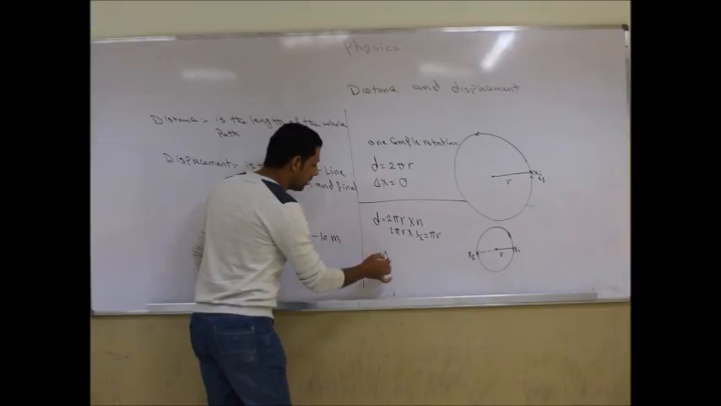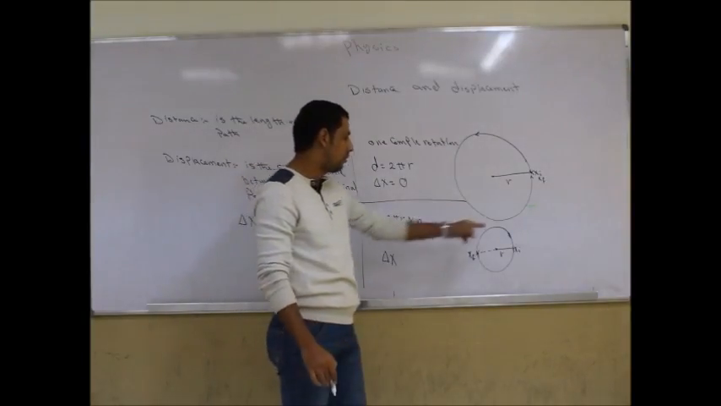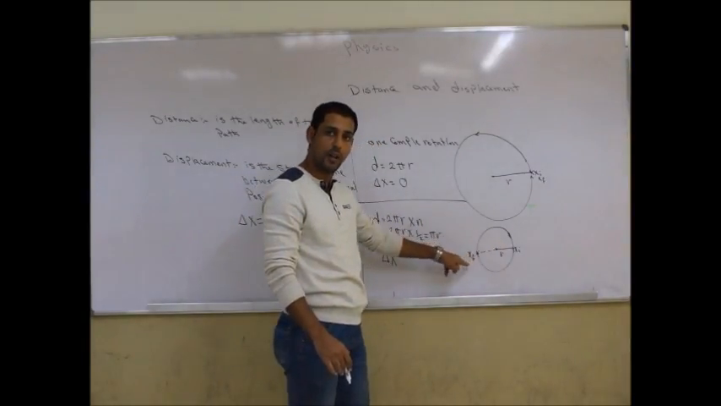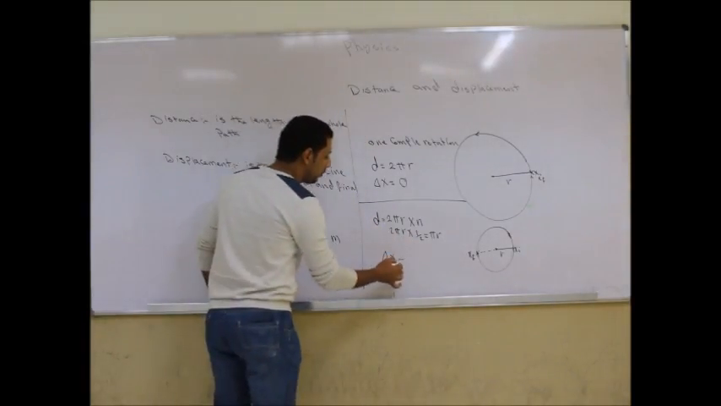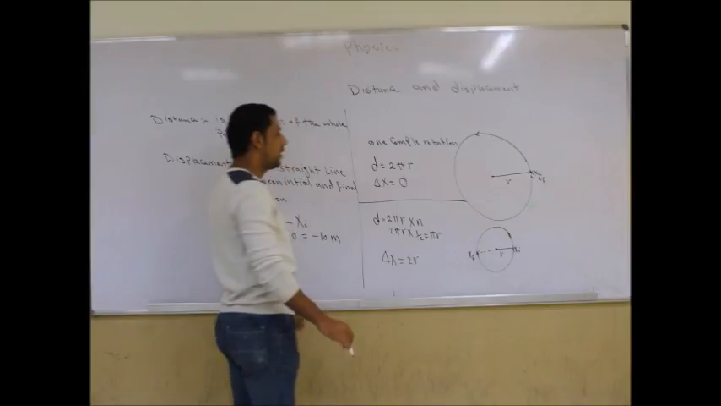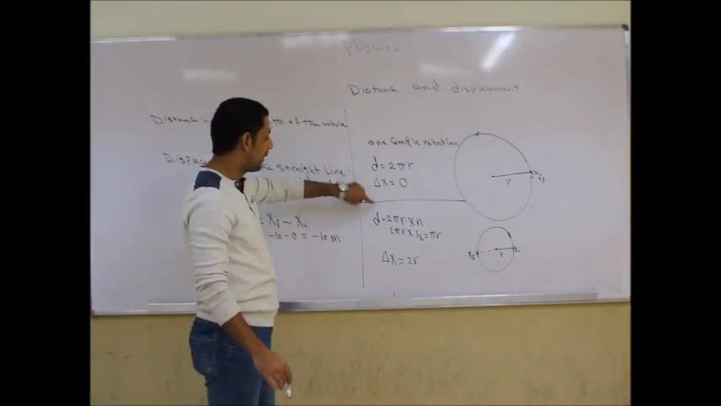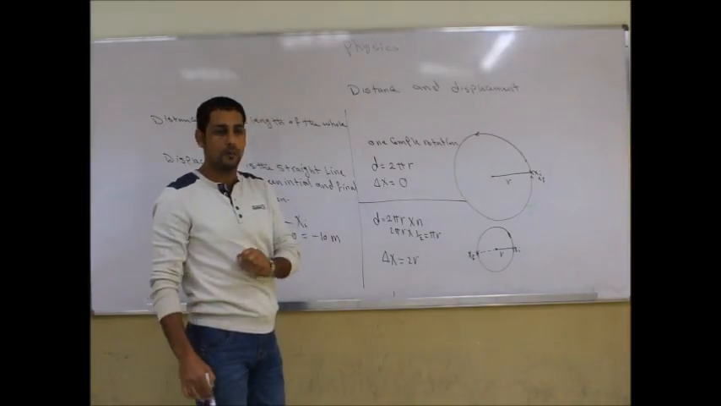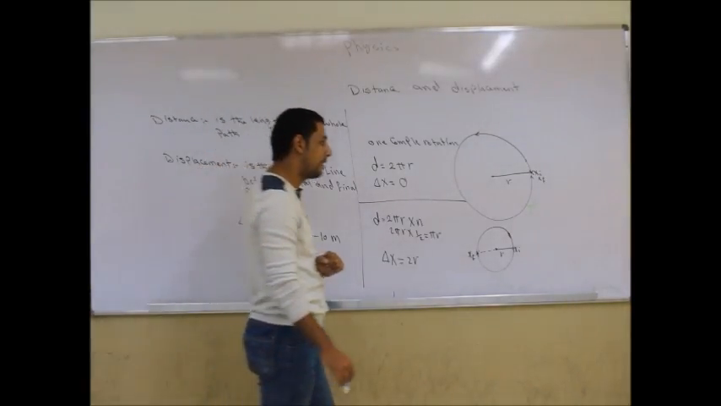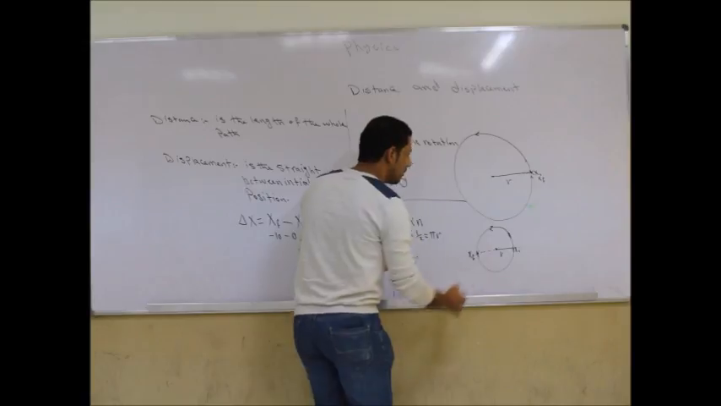About the displacement in this case, the displacement will be the straight line from initial to final position, which is the diameter of this circle. It will be 2r. So we figured out the distance and displacement for any object moving in a circular path and making a half circle.